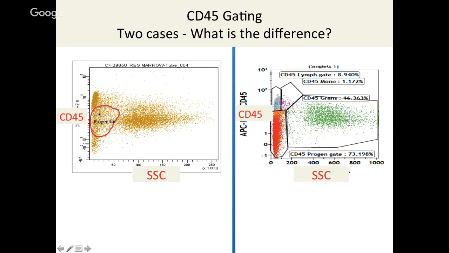And here there are very few blasts. This is a normal looking marrow, and this is a very abnormal looking marrow. So this CD45 single antibody tells you that possibly we're dealing with acute leukemia. There are few lymphocytes, few monocytes, and few myeloid cells.